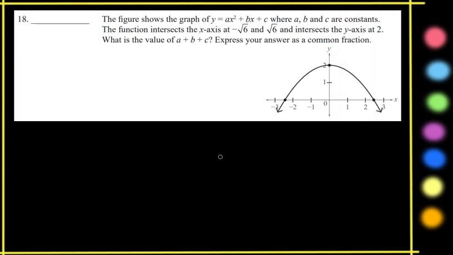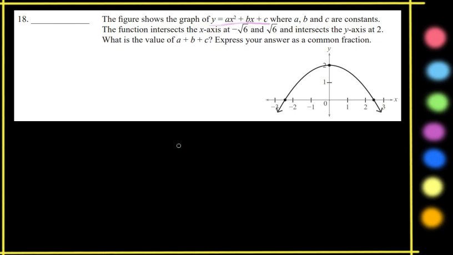So this one is about a quadratic equation. It says we've got y equals ax squared plus bx plus c, and a, b, and c are constants, so that means we have a parabola here. The function intersects the x-axis at negative root 6 and positive root 6. So those are the roots of the polynomial. And it says it intersects the y-axis at 2. What is the value of a plus b plus c?